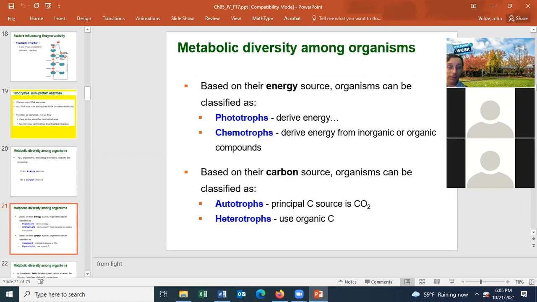Now, if you ever have confusion on what something is, this is the easiest way to break it down. Say, what's its energy source? If it gets its energy from light, call it a phototroph. If it gets its energy needs from a chemical, call it a chemotroph. And then break down its carbon source. If it gets its carbon from CO2, it's an autotroph. And if it gets its carbon from an organic chemical compound, it's a heterotroph.